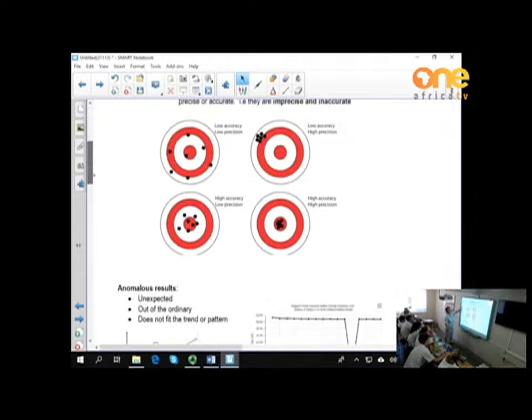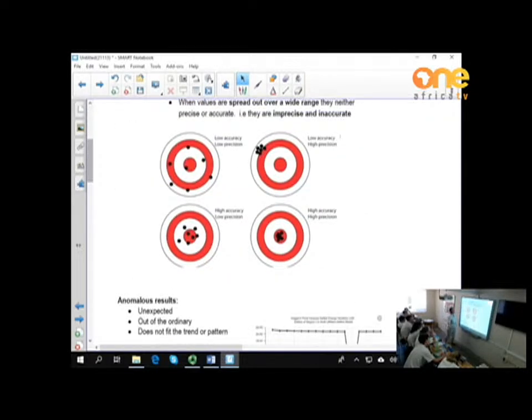Here I've got a bullseye. If I am trying to hit the bullseye of the target, that's the true value. If I am accurate, on this one, all my shots hit the bullseye. It hit the true value. It's as close as possible to the true value as it can get. If I am inaccurate, as over here, it's because my readings are far away from the true value.